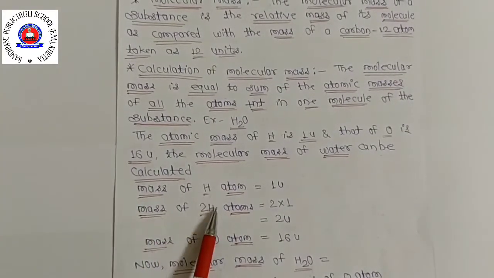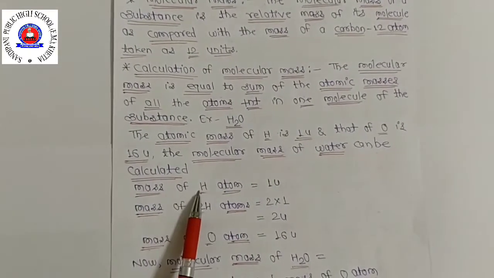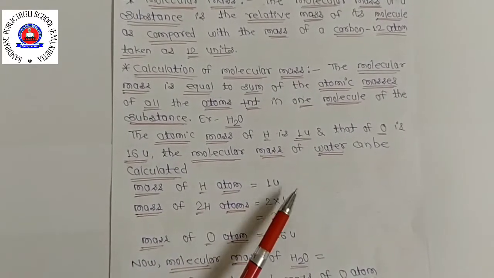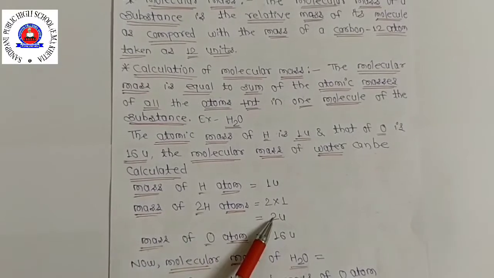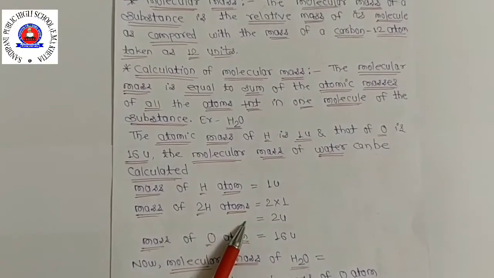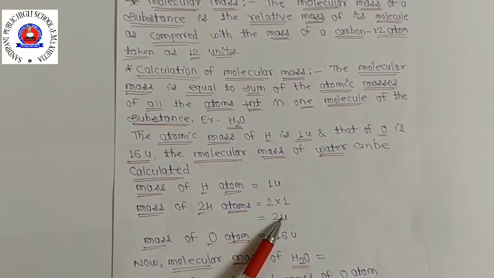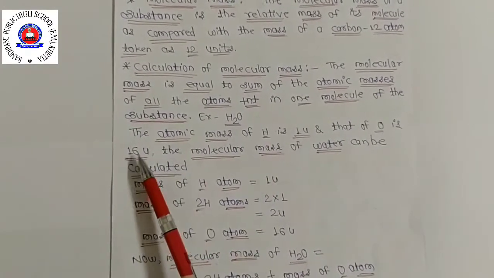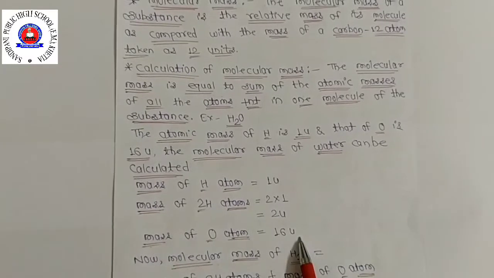Now mass of 2 hydrogen atoms. अब एक hydrogen atom का atomic mass है 1 unit, तो 2 hydrogen atom का होगा 2 multiply by 1. Okay, then we will get the mass of 2 hydrogen atoms, that is 2 unit. Clear this one. Mass of oxygen atom. What is the mass of oxygen atom? 16 unit. So write here 16 unit.